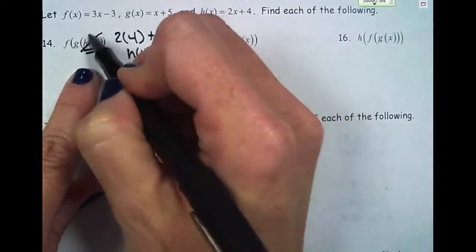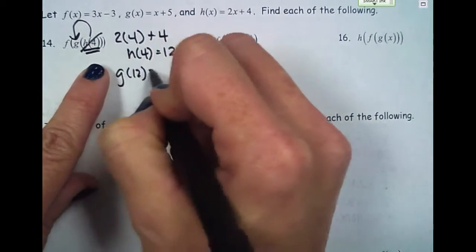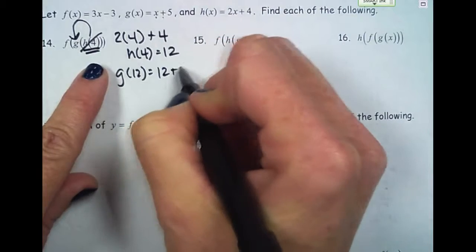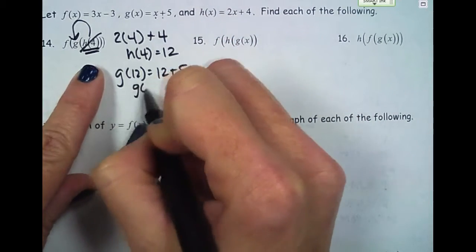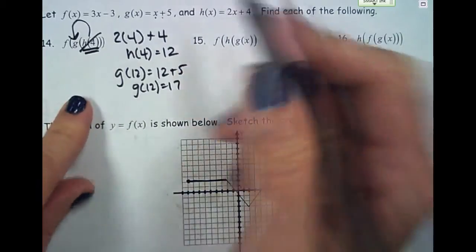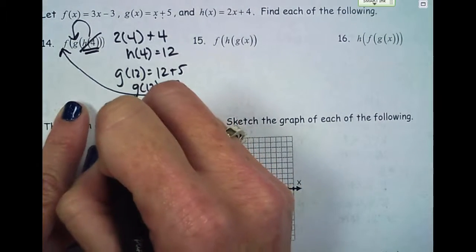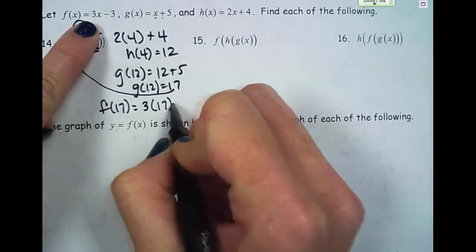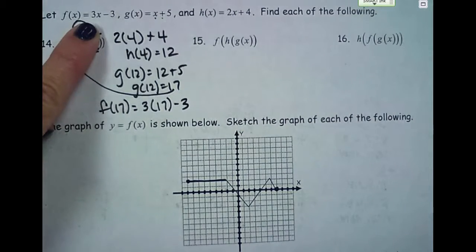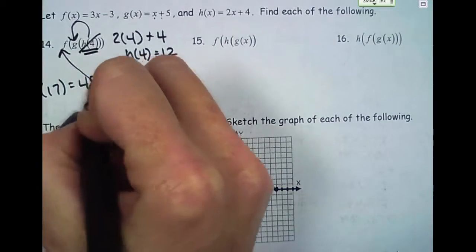Now you take 12 and you plug it into g. So I want g of 12, which would be 12 plus 5, which gives me 17, right? So g of 12 gave us 17. Then you take that answer, the 17, you plug it into the last one, f. So f of 17 is 3 times 17 minus 3. When you do the math, you get 48. So f of 17 is 48.